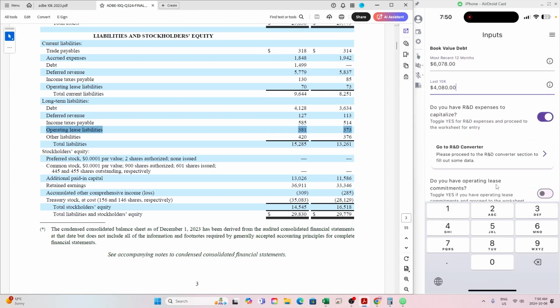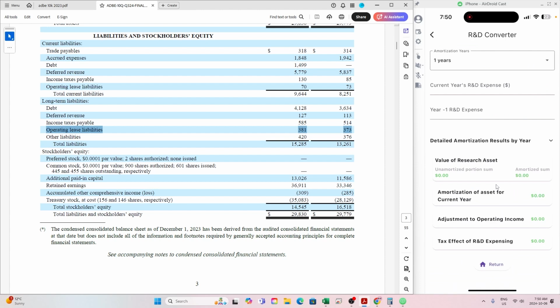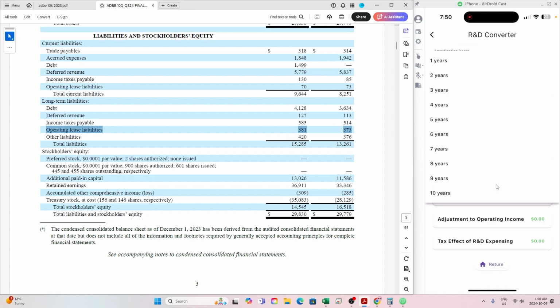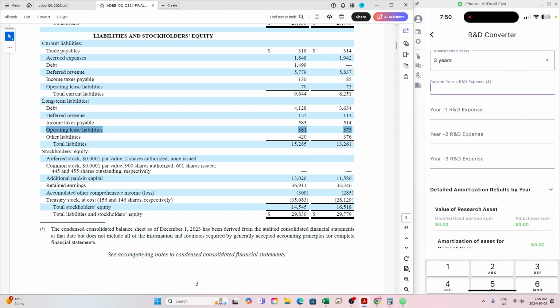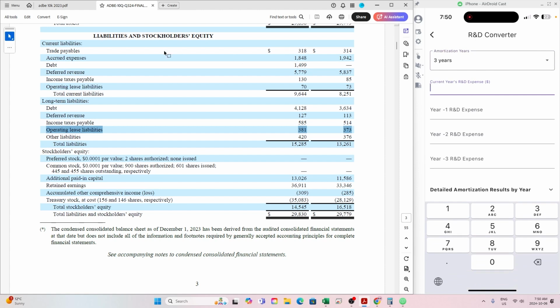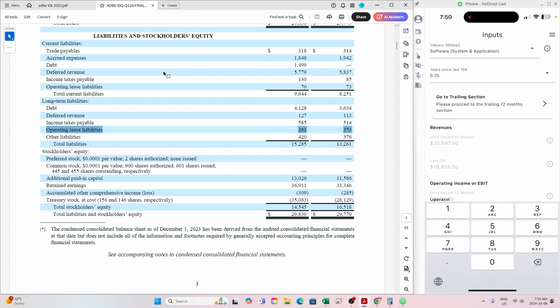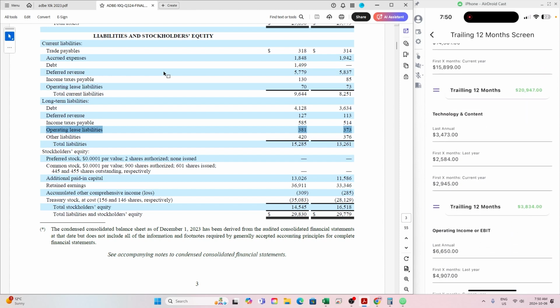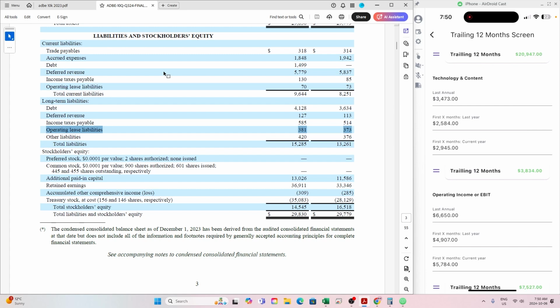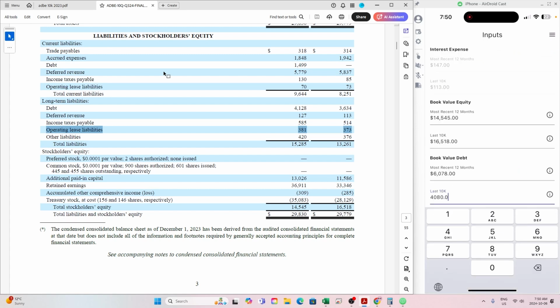The next section is R&D expense. If we have to capitalize, in our case, yes, we have to capitalize those. Amortization year, we are selecting 3 years for the software industry, we always select 3 years. And then we have to find out current year R&D expense, which we computed in trailing 12 month. You can see here, it is 3834.